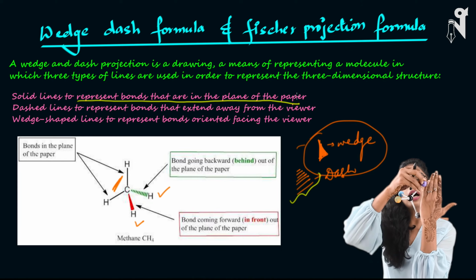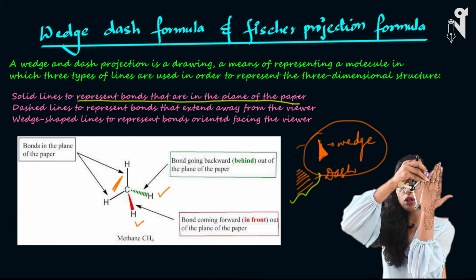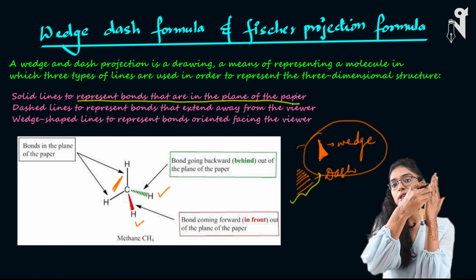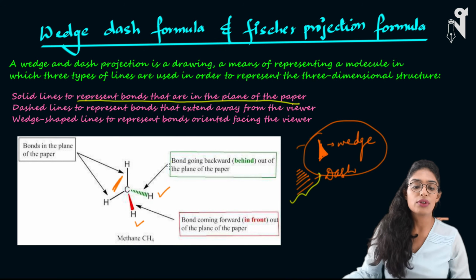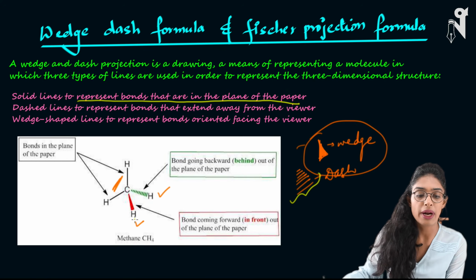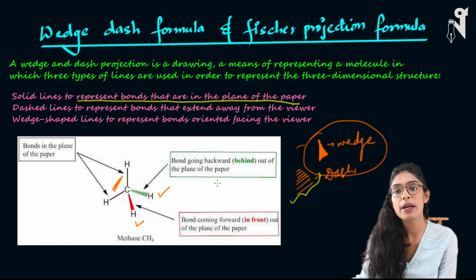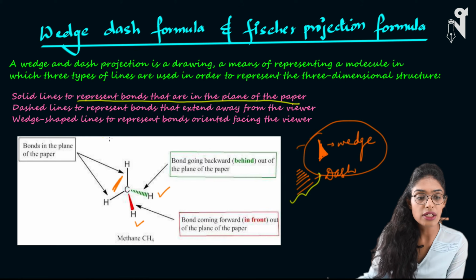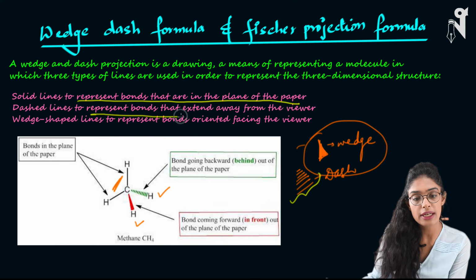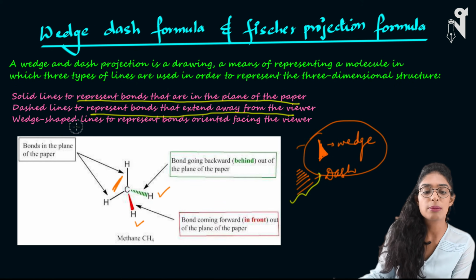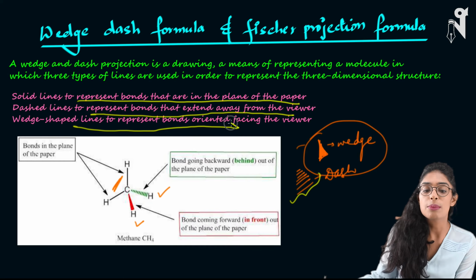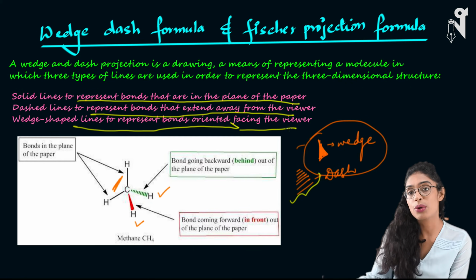Okay, these two are lying in the plane of the paper. So this yellow one is towards you and the blue one is away from you. The one which is towards you will be represented by a wedge, and the one which is away from you will be represented by a dash. So dash lines represent the bonds that extend away from the viewer, and wedge-shaped lines are used to represent the bonds which are facing the viewer.